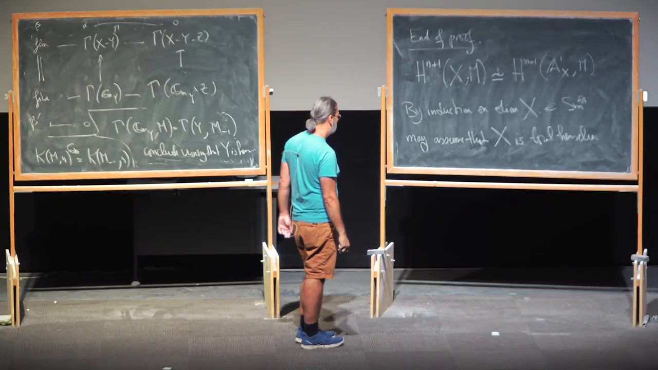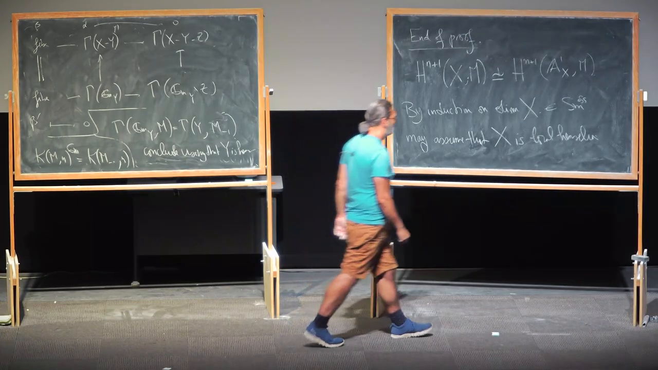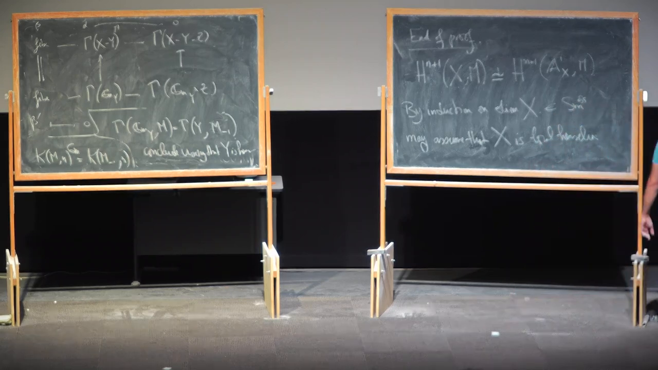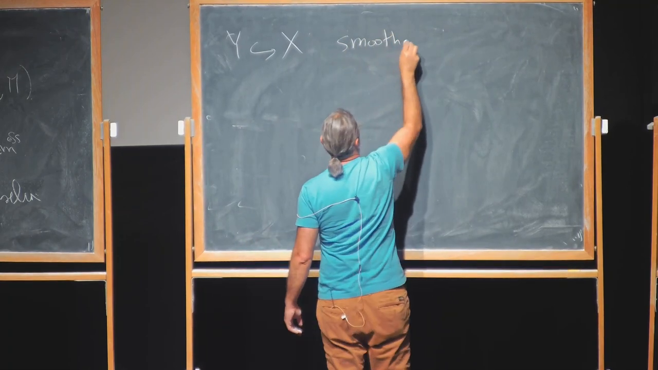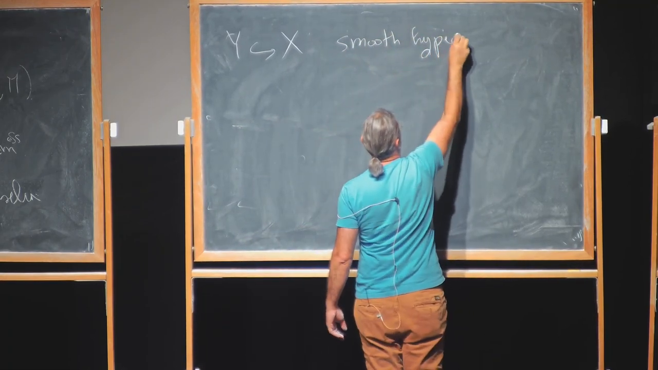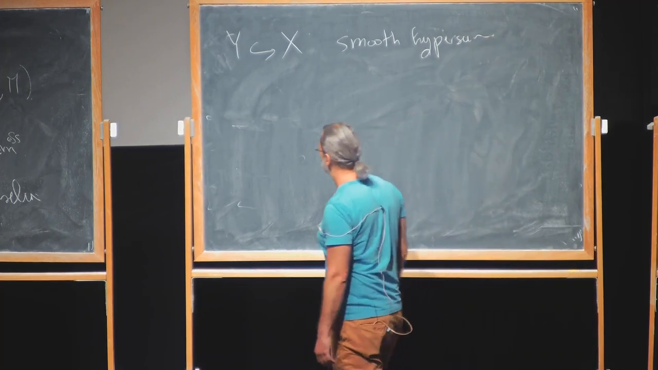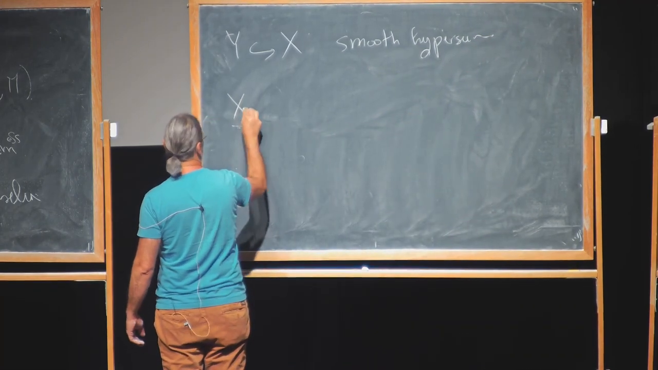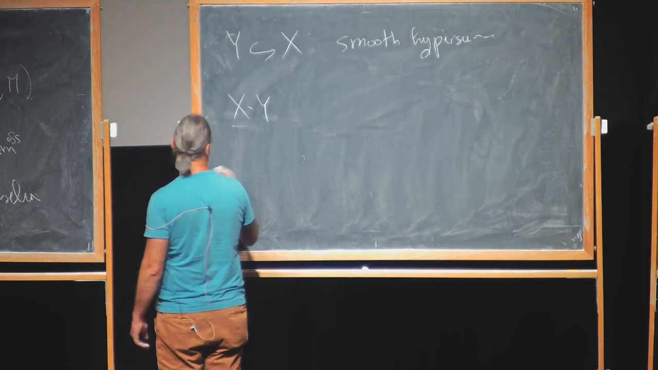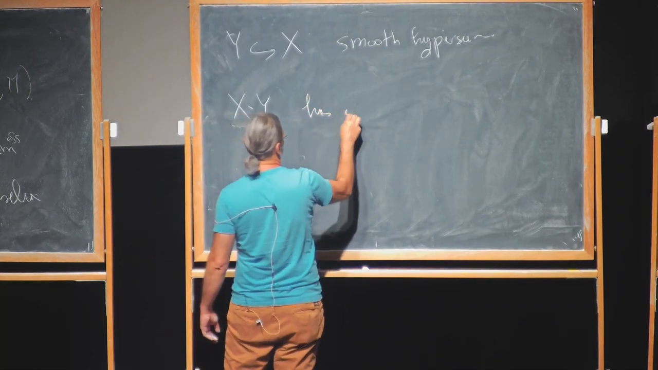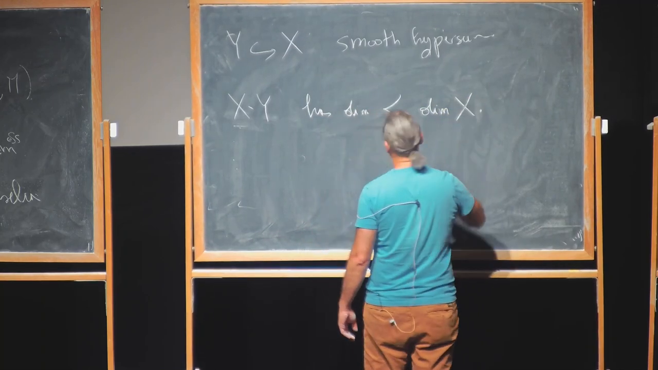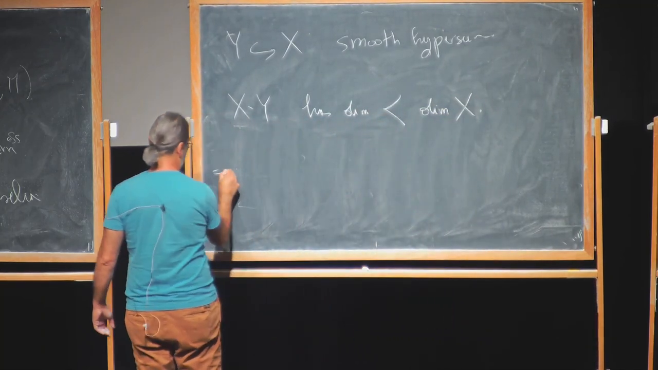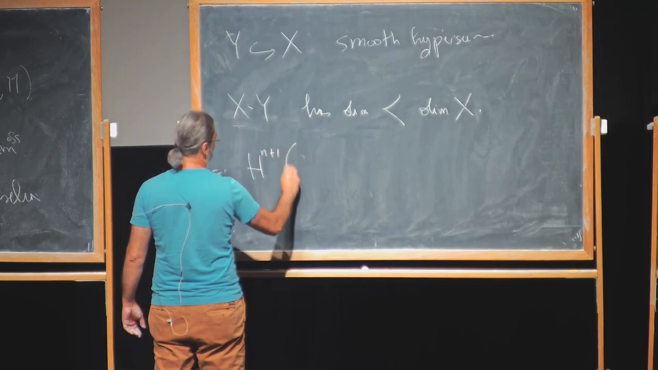Okay, so how can we do this? So I want to use the previous proposition. So let y be, just take some y inside x as a smooth hypersurface. The good thing with this is that now if you look at the complement, since we are in the local situation, this has dimension smaller than the dimension of x. So I can use induction to deduce that we know the result for this one.